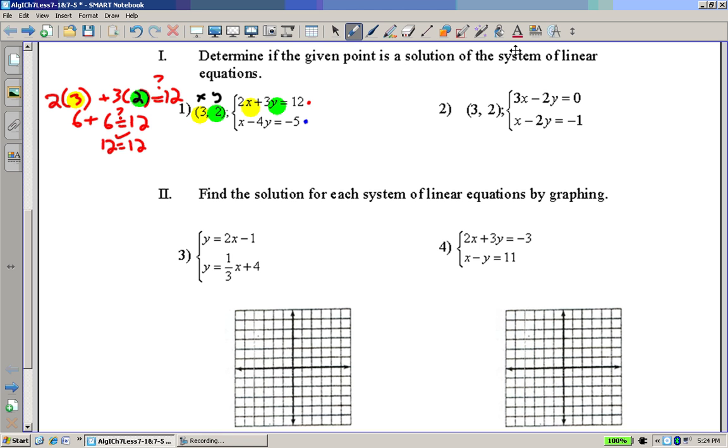But again, we're talking about the system, so it must be a solution to both of them. So let's try out the blue line. Plug in 3.